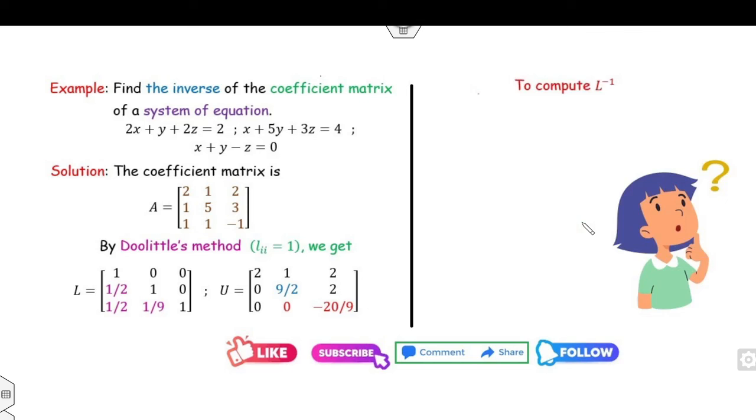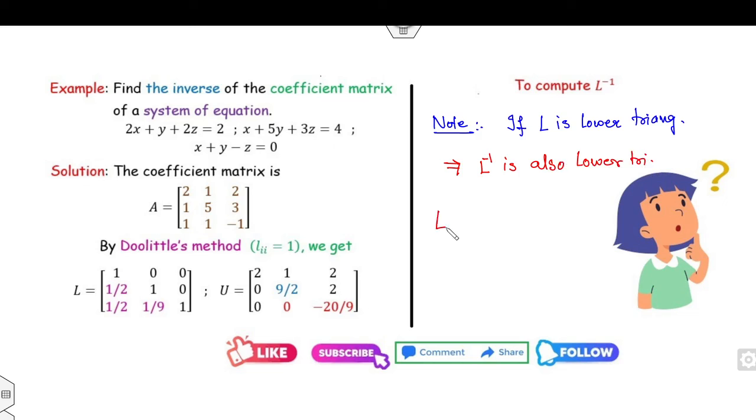So let's see. Firstly, I will tell you how you can find the L inverse. Make sure, students, we all know that L is my lower triangular matrix, fine. So then what will be my L inverse? L inverse is also a lower triangular matrix, fine. So what does it mean? That means L inverse will also be lower triangular.